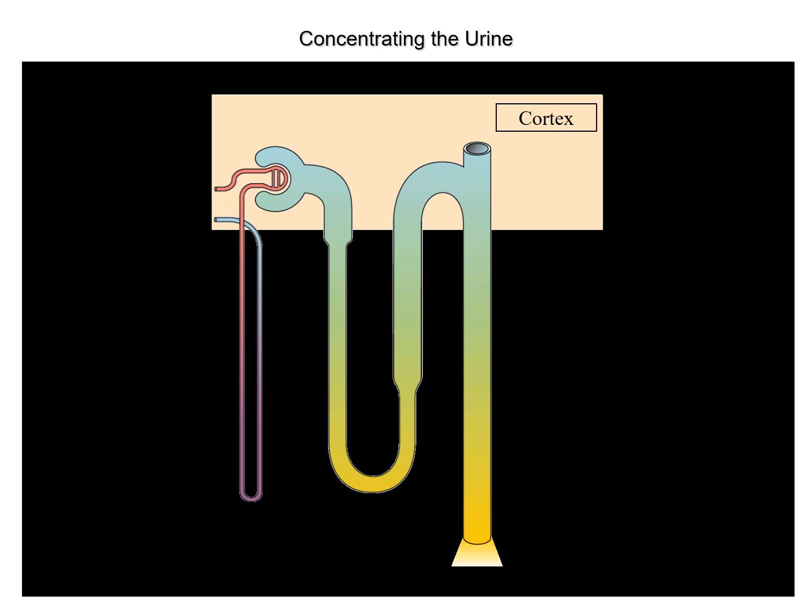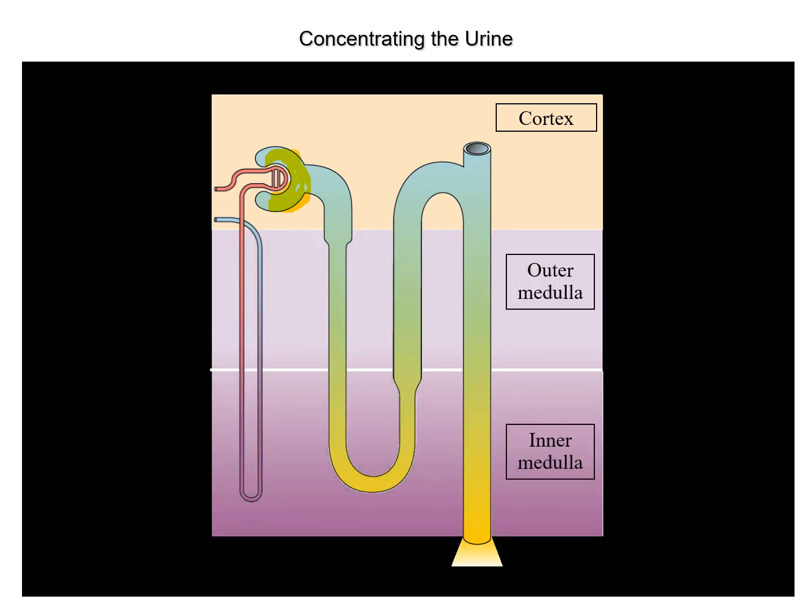That area is the cortex. That's where the glomeruli are located in the kidneys. So all these glomeruli are located in the cortex. And that's the medulla, the outer medulla and the inner medulla. As you go deeper into the medulla, from the outer medulla into the inner medulla, the osmolarity of the tissues is increasing because of that countercurrent multiplier mechanism.